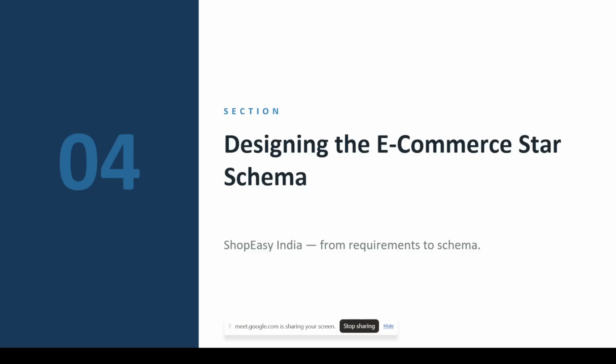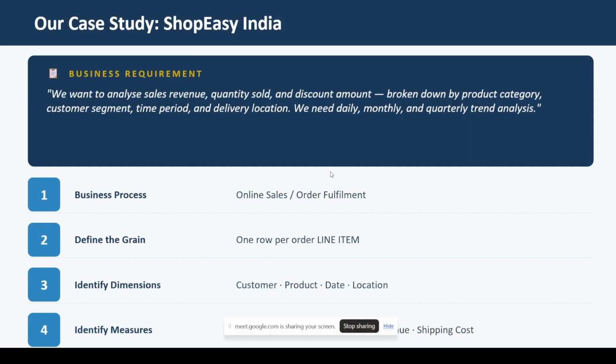So today we are going to discuss designing the e-commerce star schema. Last session we talked about what a star schema is, right? Today we are going to see how the OLTP tables will be redesigned or restructured into OLAP databases. Now let's come back here. The business requirement says that we want to analyze sales revenue, quantity sold, and discount amount, broken down by product category, customer segment, time period, and delivery location. We need daily, monthly, and quarterly trend analysis.